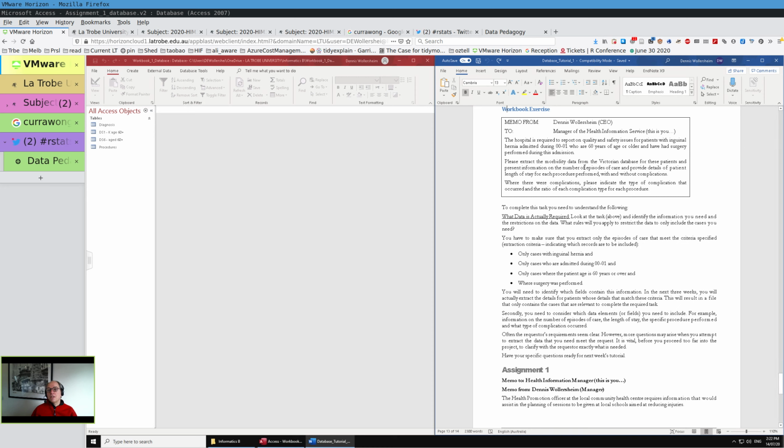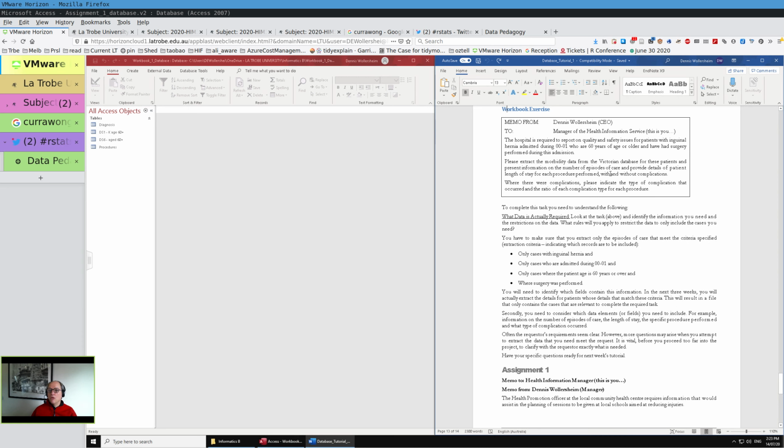So the workbook exercise is a simple question. Tell me about inguinal hernia in this time period, who are 60 years of age or older and have surgery performed during the admission. So sounds like a reasonable request. And we also want to know the number of episodes of care and the details of patient length of stay for each procedure performed, with and without complications.